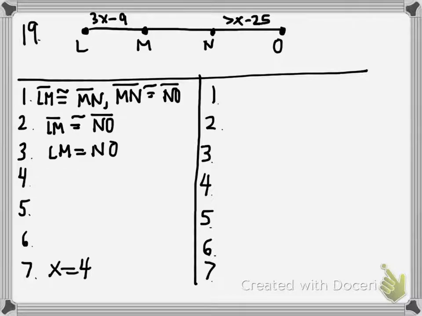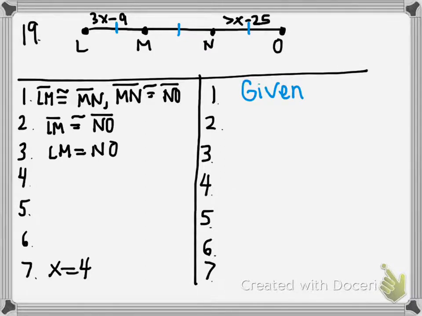Number 19, let's look at what's going on here. What we're given is segment LM is congruent to MN, so I'm going to put little tick marks. And then also MN, that middle segment, is congruent to the last segment, NO. So that's given.